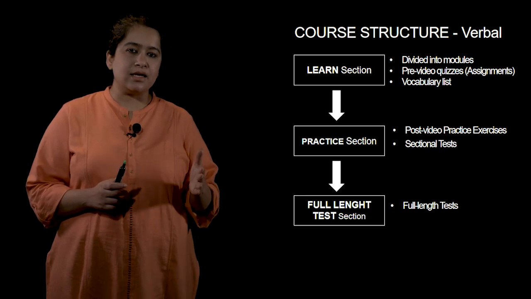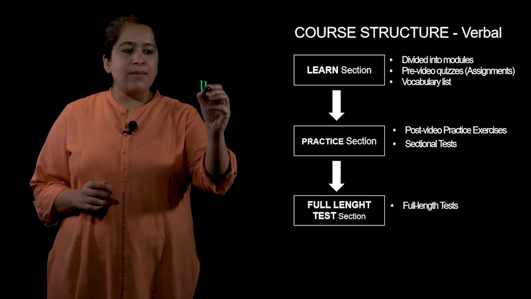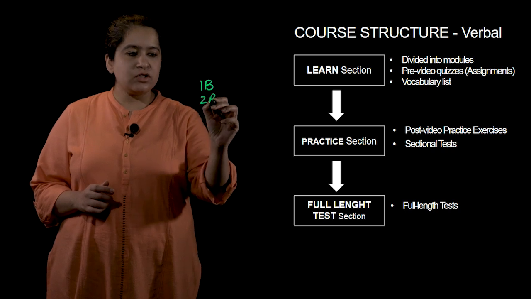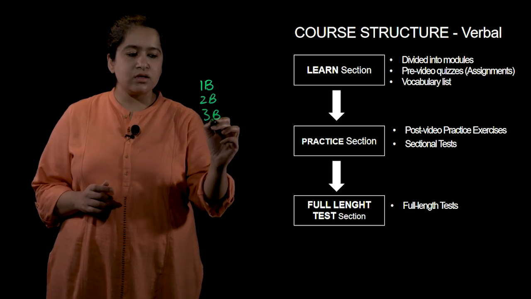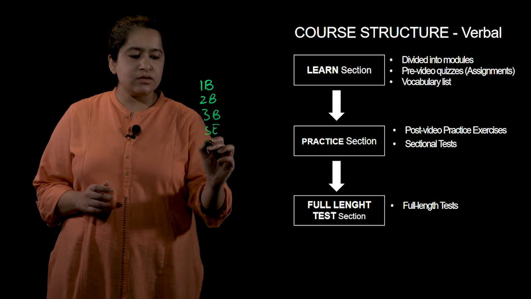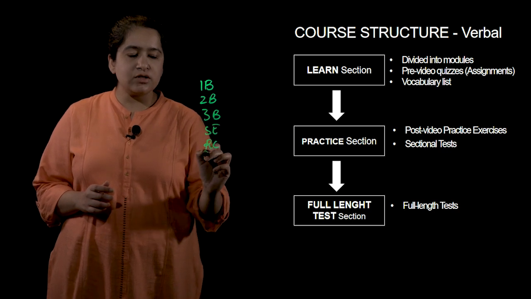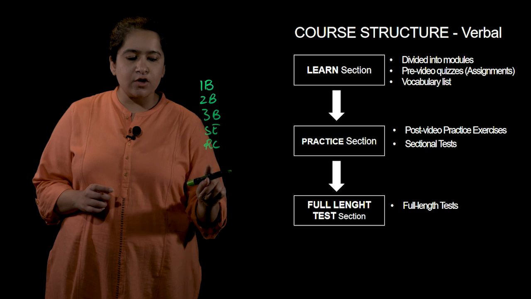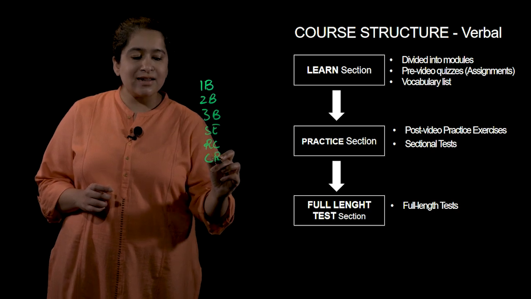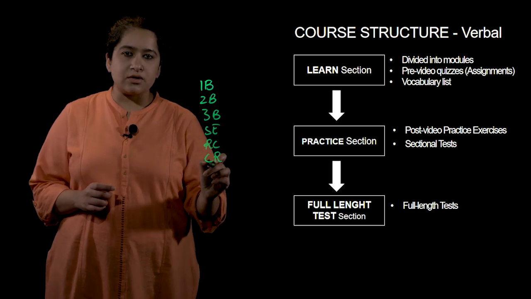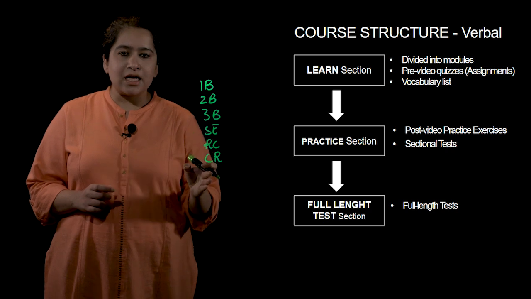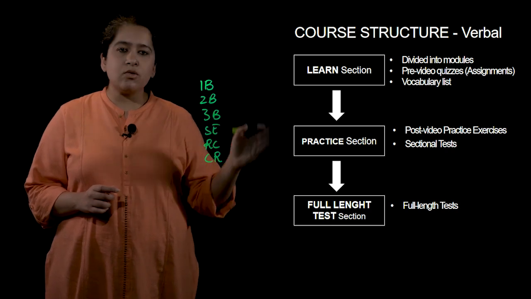There are 6 categories. You have 1 blank questions, 2 blank questions, 3 blank questions, sentence equivalence questions, reading comprehension questions, and there is another subcategory of reading comprehension which is also called critical reasoning. So critical reasoning questions. Now these subcategories will have then pre-video quizzes.